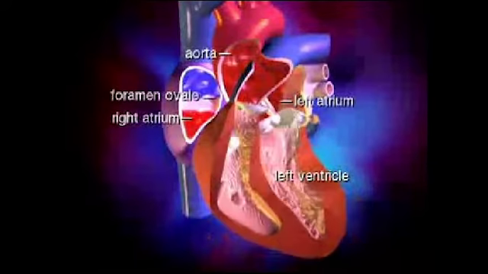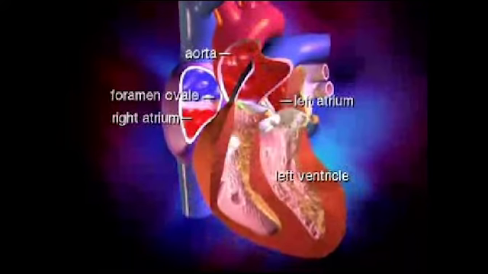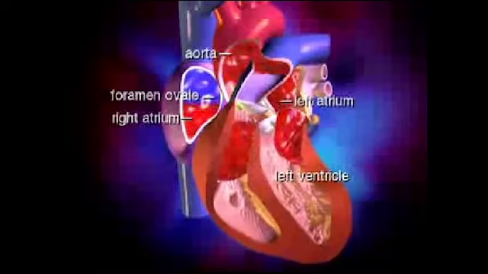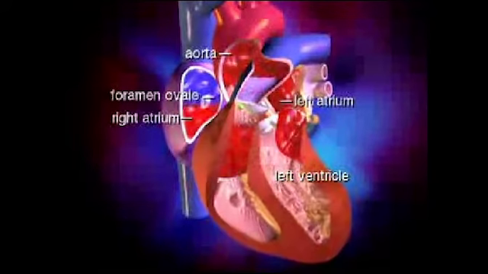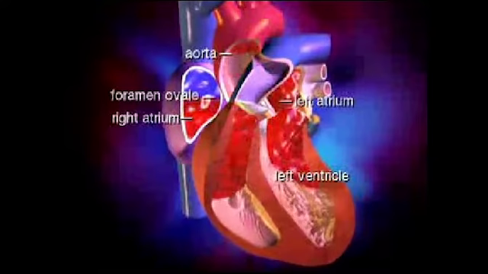Some of the mixed blood in the right atrium pushes through the foramen ovale into the left atrium. From there, it moves into the left ventricle, which pumps it into the aorta. The aorta delivers the blood to the rest of the fetus.